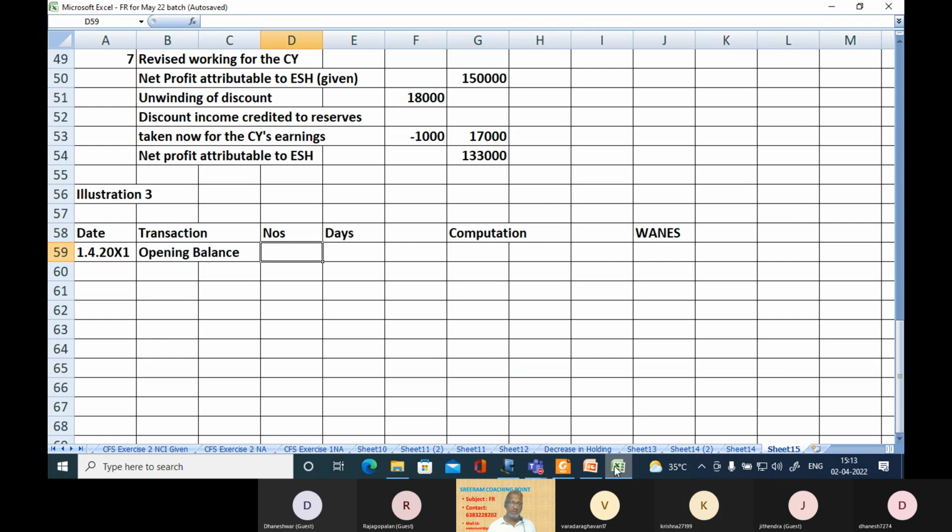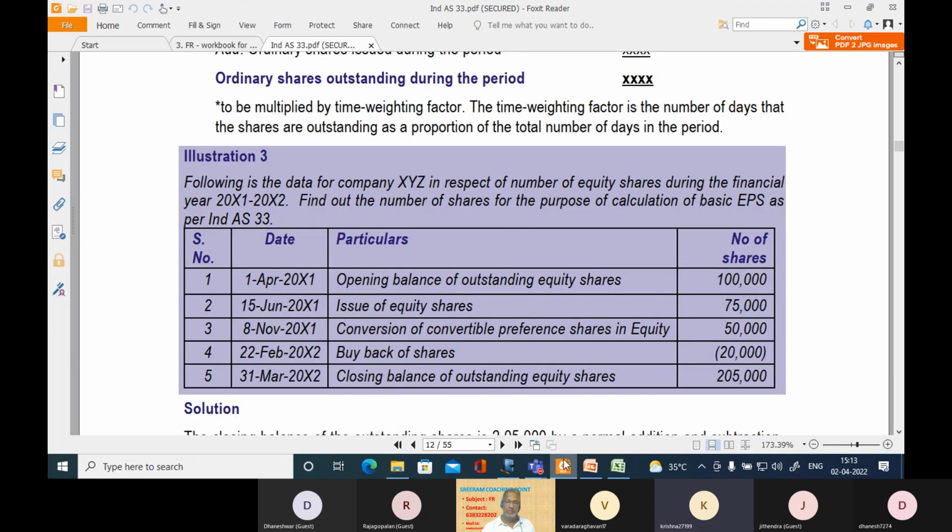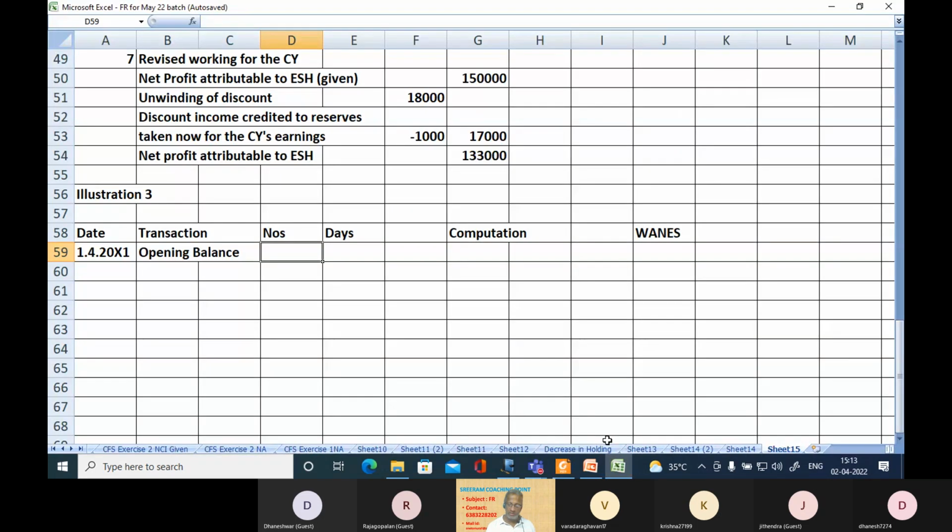Please keep your mic in mute mode. 1 lakh, all 365 days. This 1 lakh multiplied by this, divided by 365.